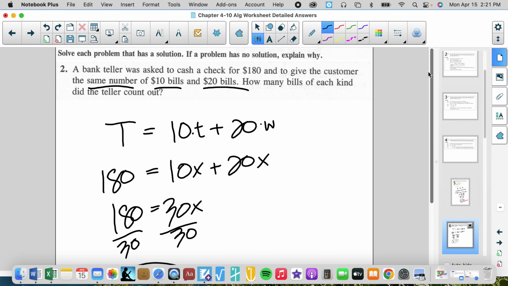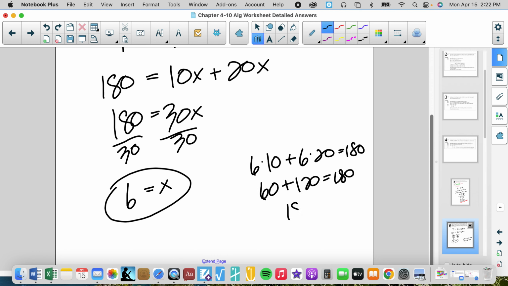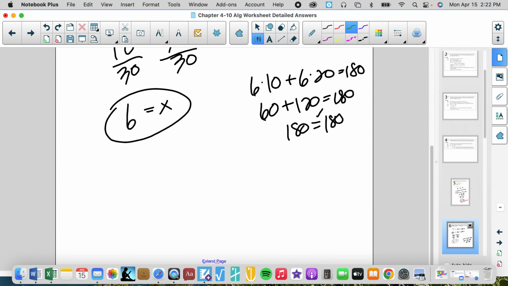Okay, so how many bills of each kind did the teller count out? Let's check it. If we have 6 $10 bills plus 6 $20 bills, does that equal $180? That's 60 plus 120 equals 180. 180 equals 180. So it did work. This problem did work. You did get it.